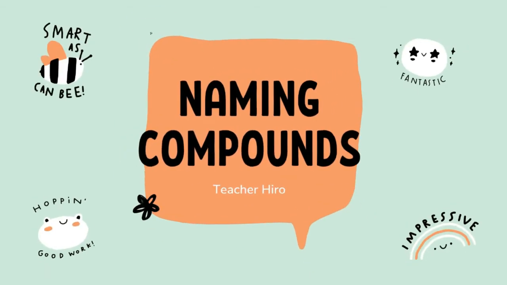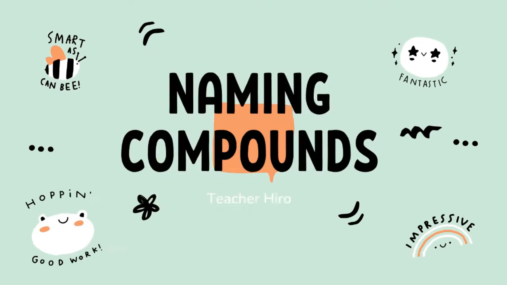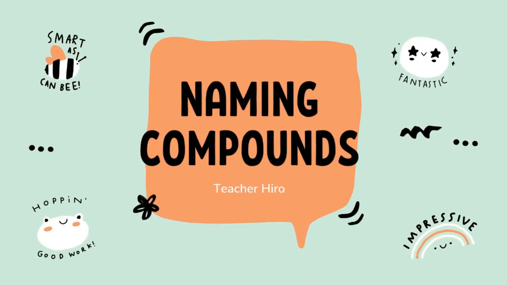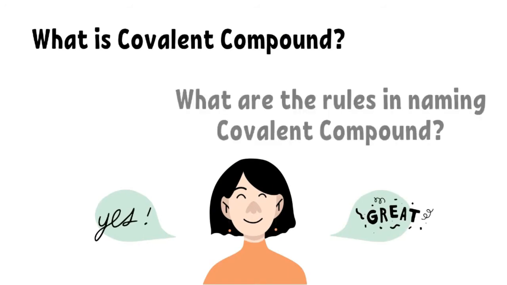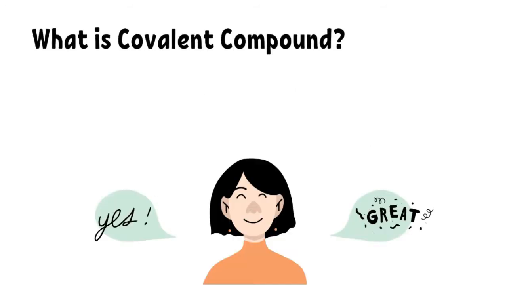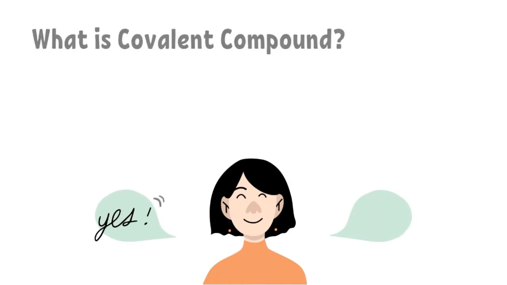Welcome back to part 2 in naming compounds. In this video, we will be talking about another type of naming compounds. In our previous video, we talked about naming ionic compounds, and in this video, we will talk about naming covalent compounds. But what is a covalent compound, and what are the rules in naming covalent compounds?